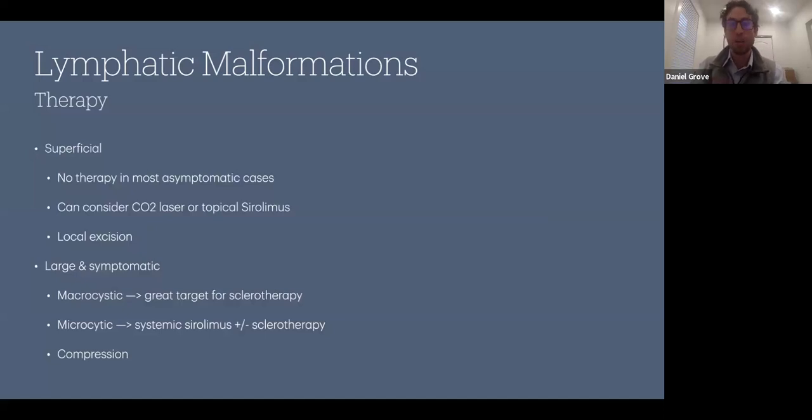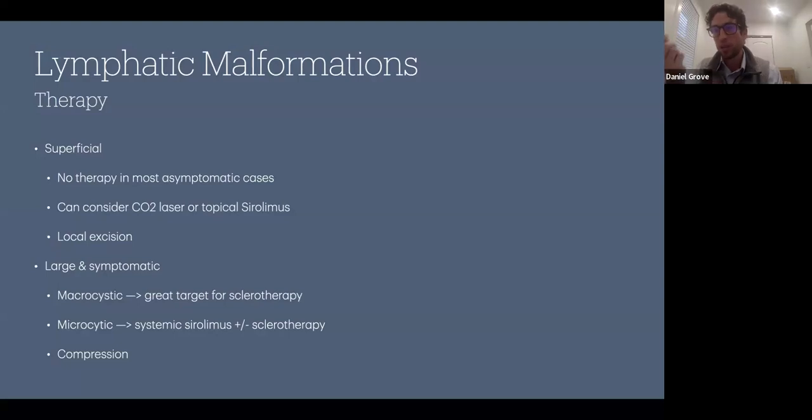For therapy for lymphatic malformations, if it's a superficial lymphatic malformation and it's not bothering the patient for pain or bruising or due to cosmesis, you can leave it alone. But if it is bothering the patient for any of those reasons, usually I'll treat with ablative CO2 laser to scar those areas down, or I'll treat with topical sirolimus. Sometimes I'll do topical sirolimus in addition to other avenues, especially local excision.